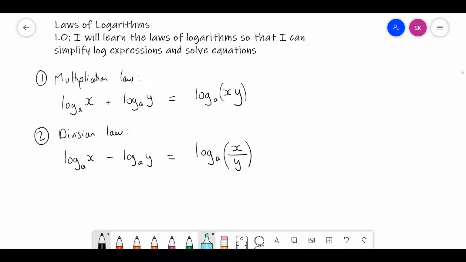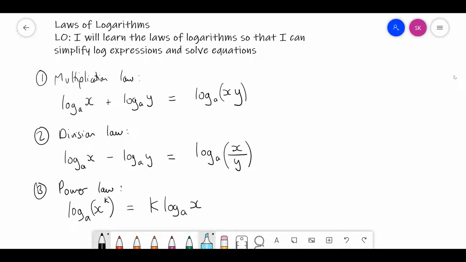The final law is the power law. This is the log, with base a, of x to the power of k is simply equal to k of the log with base a of x. In other words, if there's a power, you can bring it round to the front and multiply the whole log by it. So these are the 3 laws of logarithms that you need to remember. You definitely need to write these down. So if you haven't already done that, pause the video so that you've got time to do it.